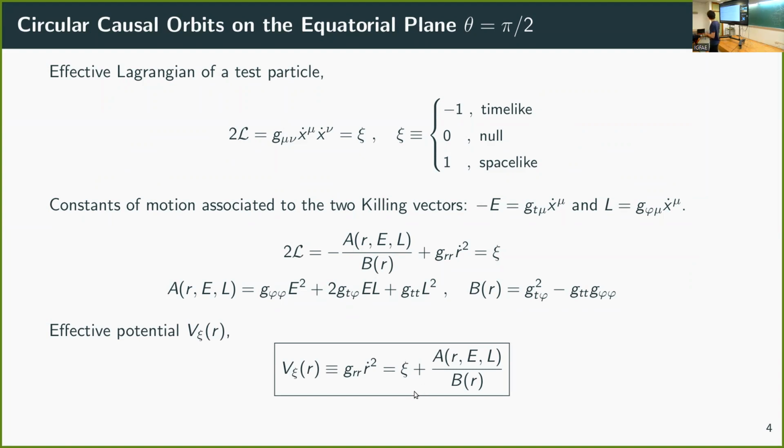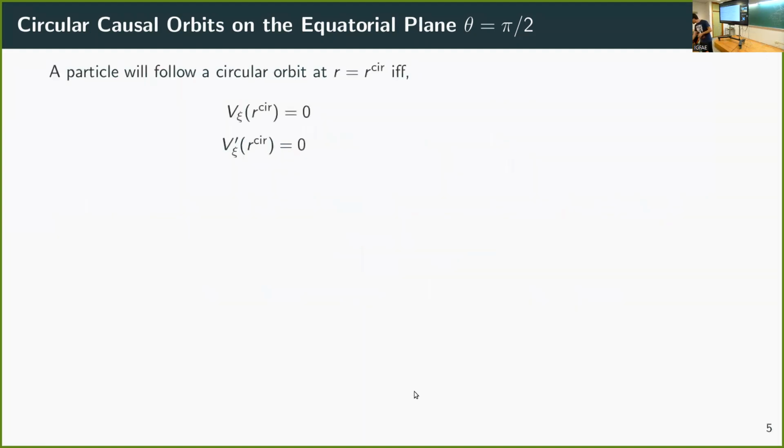And you do this because now to find the cyclic orbits, you only have to say that the potential and its first derivative must be equal to 0 at the given cyclic orbit. This means that we have to solve these two equations simultaneously. And by doing that, you can find the cyclic orbits.